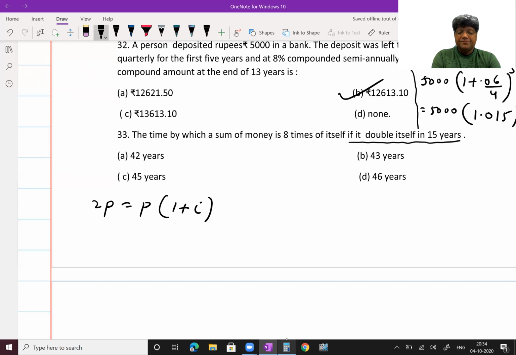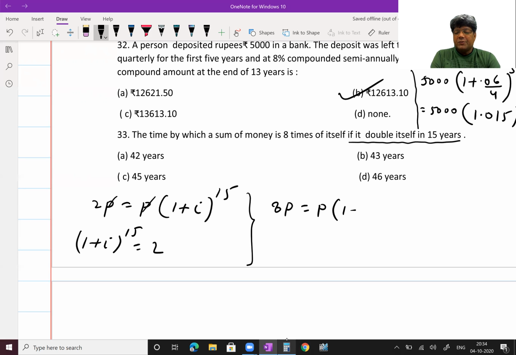15 years. So we are getting from here that P P cancelled, (1 + i)^15 is equal to 2. Now what they want? The time by which a sum of money is 8 times. So if the money will be 8 times, that means 8P is equal to P into (1 + i)^n. That n we are to calculate. This is the question, guys.